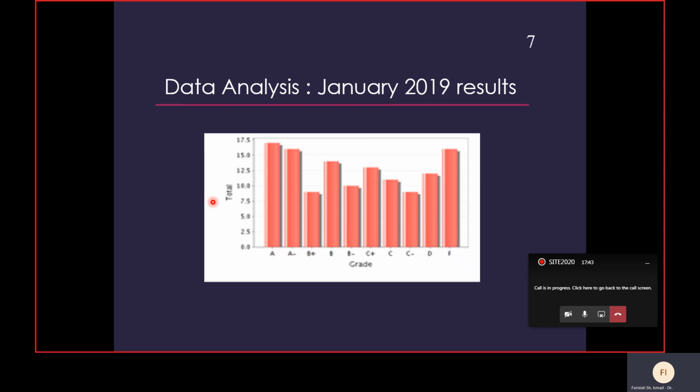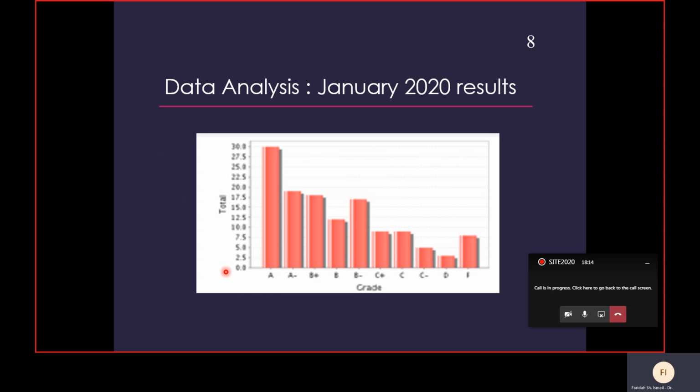So from this data analysis for January 2019, where we did using face-to-face mode, the result shown here is whereby the number of grade A achievement is almost similar to the number of failures. So this is very bad for the students, whereby the failure rate is as high as the grade A students. So this was done in face-to-face mode.